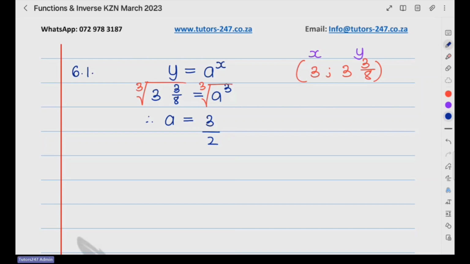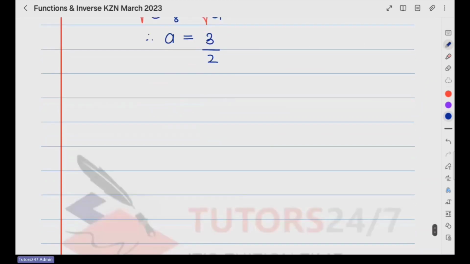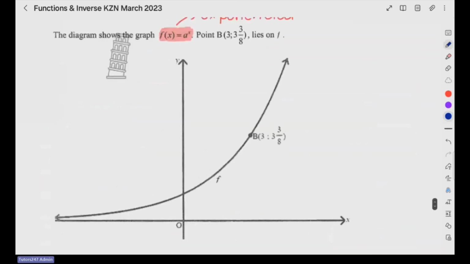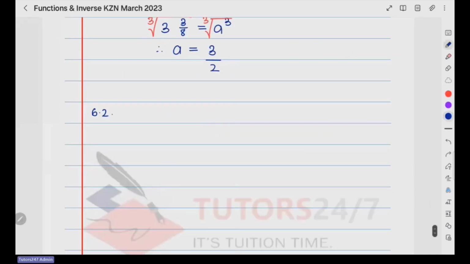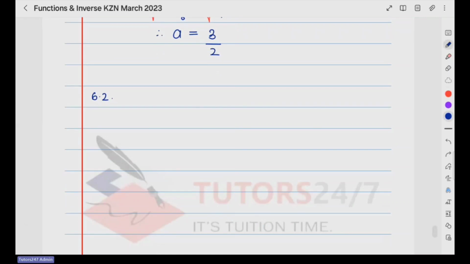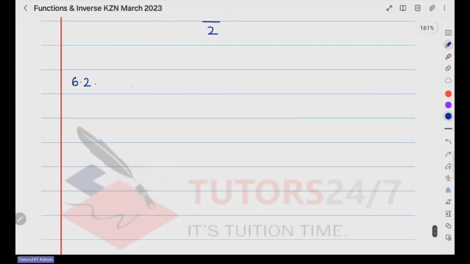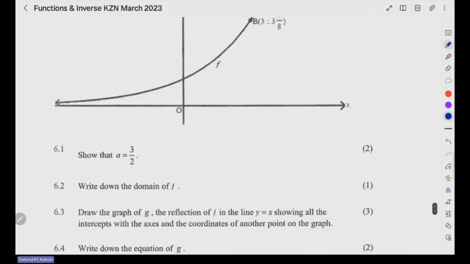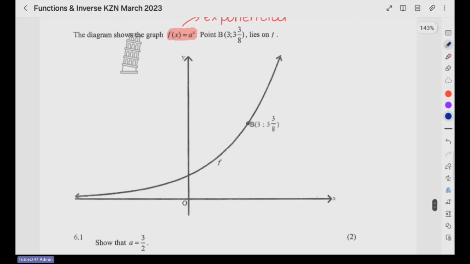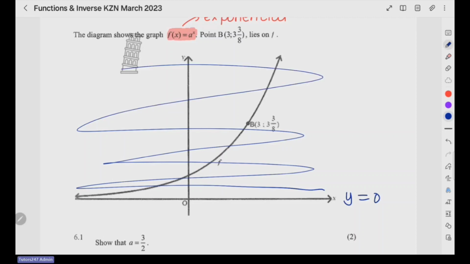Question 6.2 states, write down the domain of f. So if we look at this function, you can see that it touches all of the x values. So we now know that our domain is x an element of real numbers. Alternatively, you can state x an element from negative infinity to positive infinity. If you wanted to find the range, you would state that the range is y greater than 0. So the function doesn't go below the x-axis. It doesn't go into the negative y values. The function only exists in the positive y values.